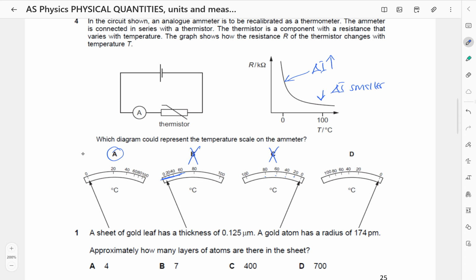This one is showing that there is an equal interval between 180, 60, and so on. Which means that here the resistance was constant, yet it wasn't constant at all. So D is wrong. So here, this part of the scale is indicating a greater fall in resistance. Then the other part is showing a smaller fall, a smaller change in resistance, which corresponds to a smaller change in current. So the answer is going to be A.